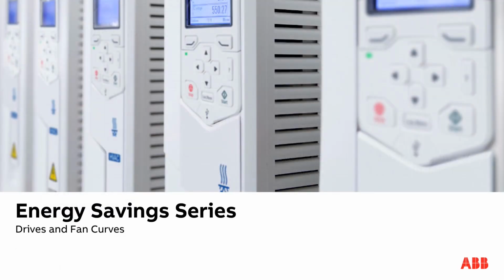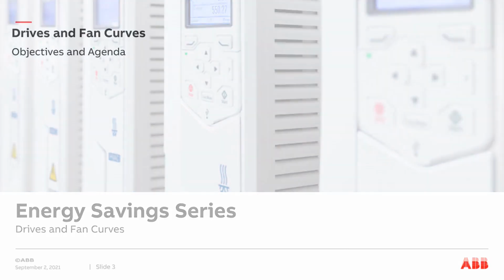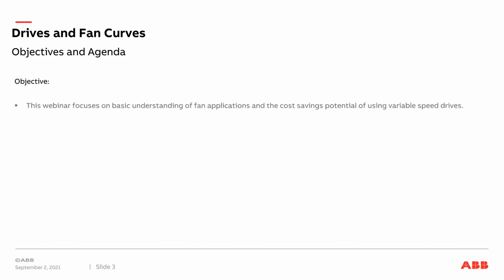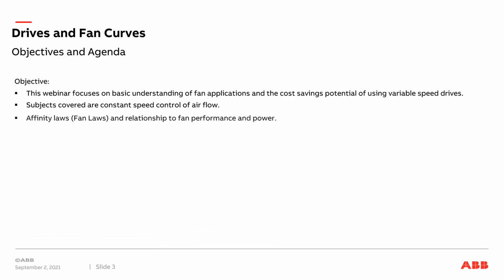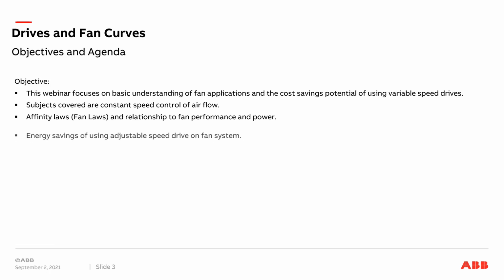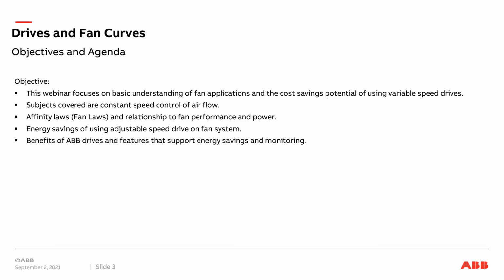This is part of the Energy Savings Series, Drive and Fan Curves. This webinar focuses on the basic understanding of fan applications and the cost savings potential of using variable frequency drives. Subjects covered are constant speed control of airflow, affinity laws, otherwise known as fan laws, and the relationship of fan performance and power, energy savings by the use of adjustable speed drives on fan systems, benefits of ABB drives, and features that support energy savings and monitoring.